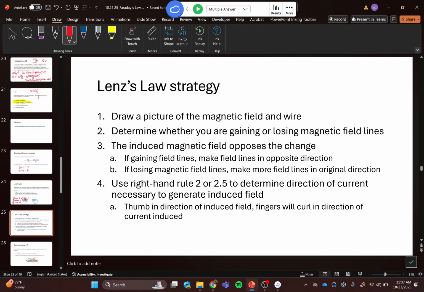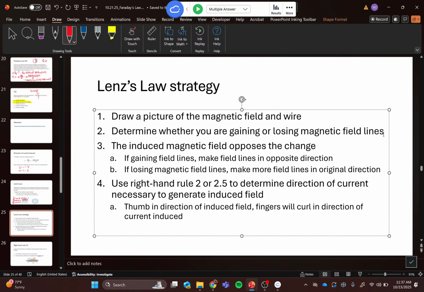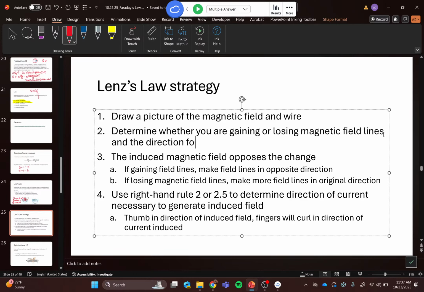All right. Draw a picture. Shock and awe, right? Crazy that we should keep drawing pictures. Draw a picture. There might not always be one given to you. Very important to draw it. Determine whether or not you're gaining or losing magnetic field lines, and identify which ones you're losing. Are you losing into the page or out of the page? So identify whether or not you're gaining or losing magnetic field lines in the direction of those field lines.